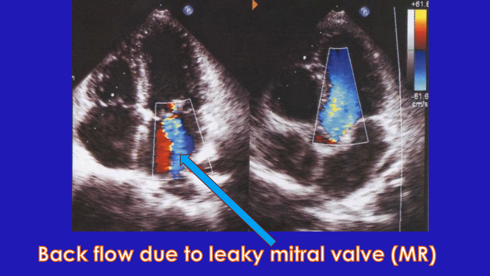Leak in a valve is called regurgitation. So, there can be mitral regurgitation, aortic regurgitation, tricuspid regurgitation, and pulmonary regurgitation, or a combination of these. There can also be stenosis and regurgitation in the same valve.